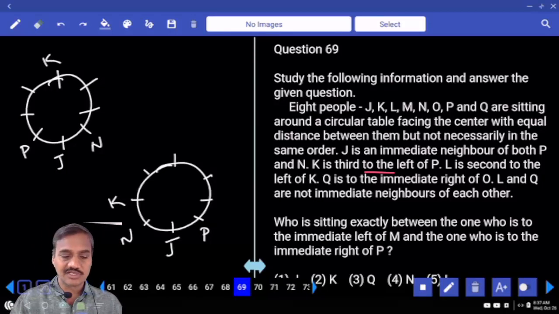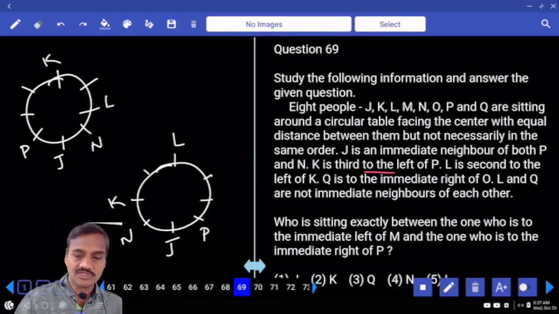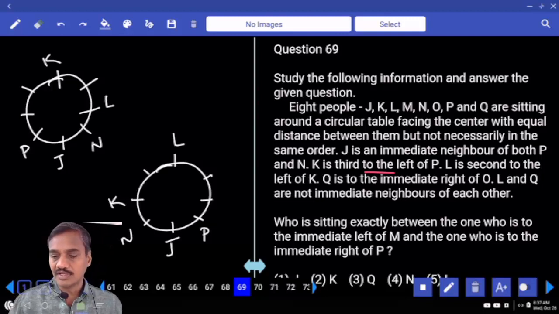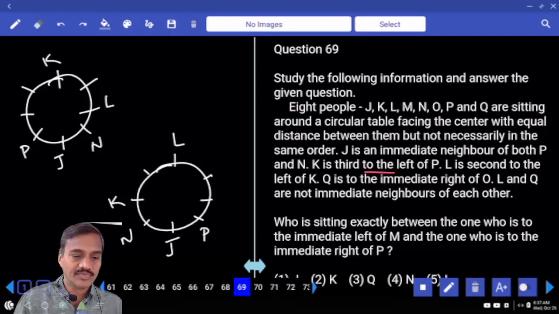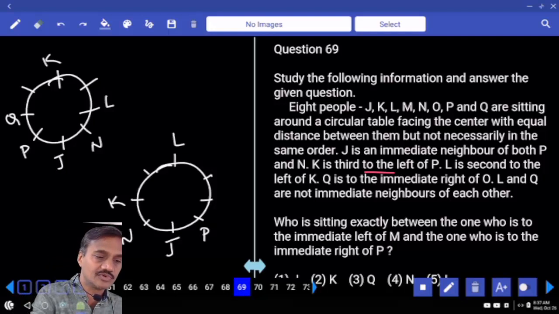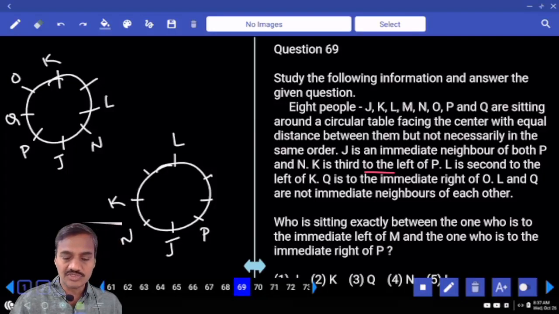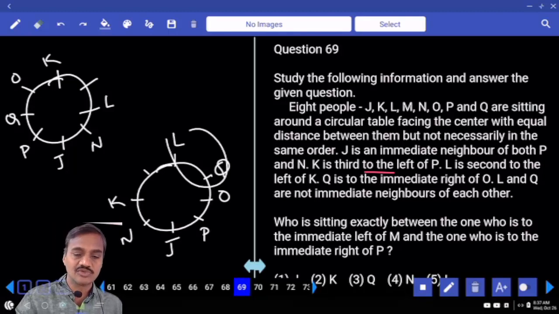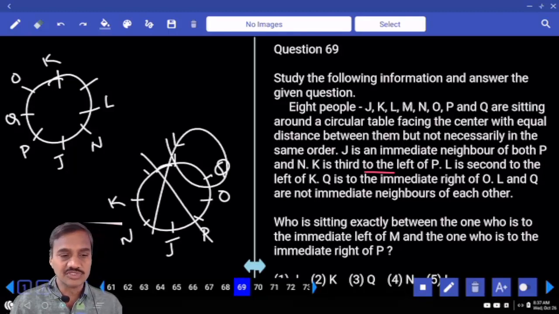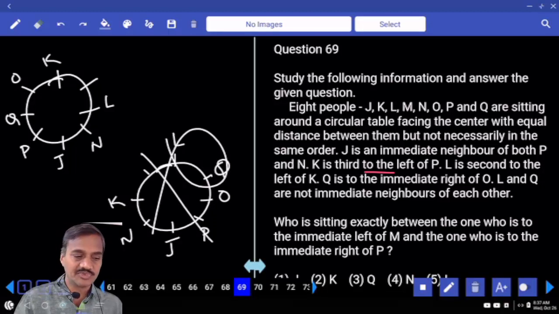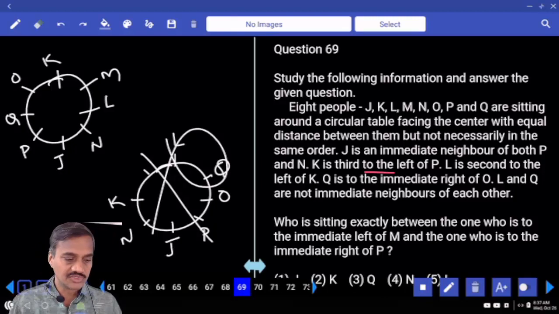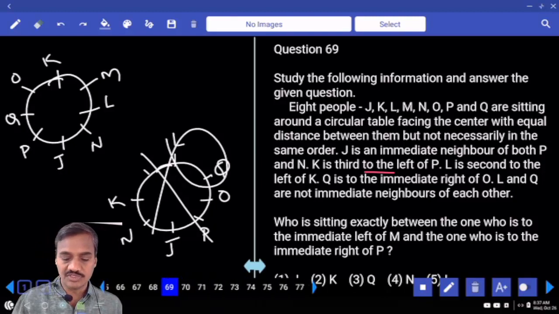L is seated second to the left of K. And Q is immediate right of O. Now Q is immediate right of O, Q and O. Now here Q is an immediate right of O, Q and O is here. And L and Q are not immediate neighbors to each other. Now in this case, L and Q are adjacent to each other. This case is ruled out. Then tell me who is the person left over here? M is the person left over. Done with this? Now this is about question number 69 to 73.